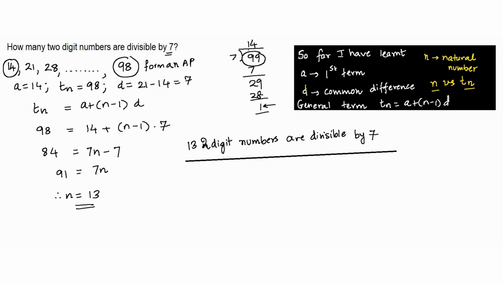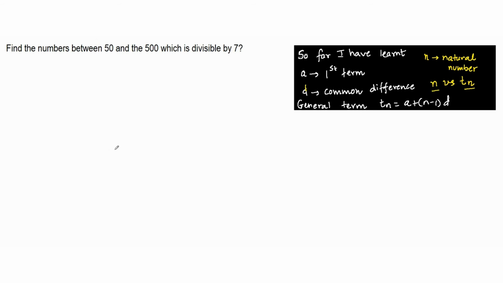Moving on to the next question. Find the numbers between 50 and 500 which are divisible by 7. So again, I'm trying to think of the number beyond 50. Now when they say between 50 and 500, it means that both 50 and 500 are not included, right? So this first number beyond 50 which is divisible by 7 happens to be 56.